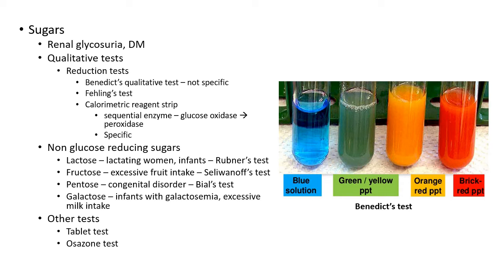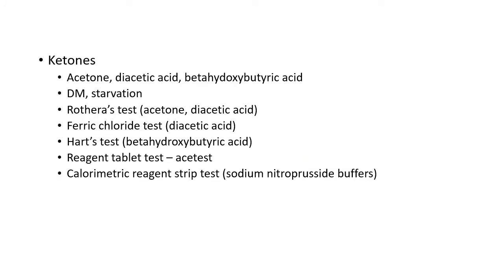Other tests for reducing sugar include the tablet test. This consists of a self-heating tablet which determines the presence of reducing sugar by reduction of copper. And another test is the Ozone test. Enough of this, let's move on to ketones.